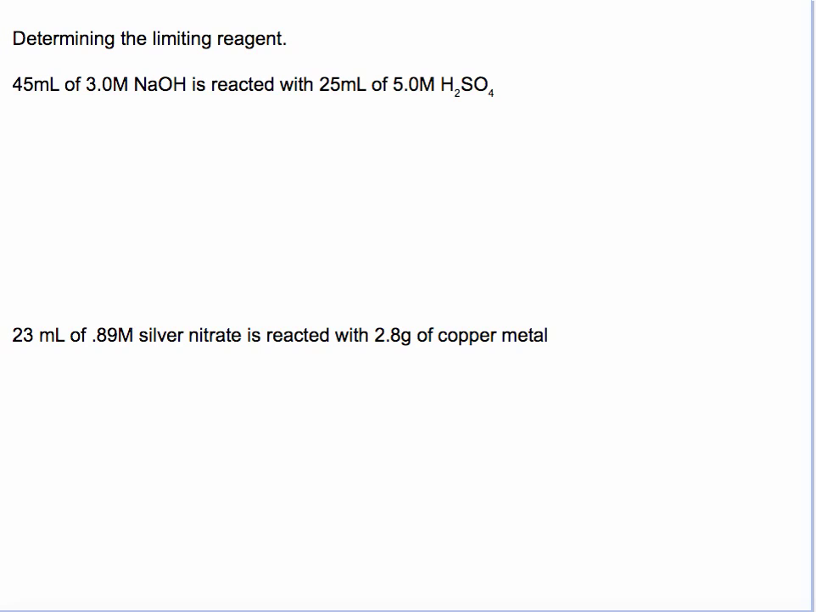Okay, so this video is going to show you how to determine the limiting reagent with a couple of different types of problems. The first thing you're going to need for this first one, with the NaOH and H2SO4, is to know the balanced equation. It'll be sodium hydroxide plus H2SO4. That's going to make sodium sulfate, Na2SO4, plus H2O.